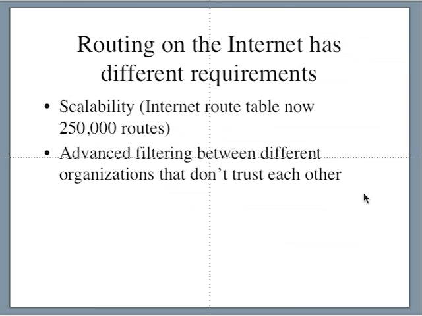In addition, routing on the internet requires advanced filtering between different organizations that don't trust each other. And by don't trust, I don't mean that you believe that they're going to do something evil deliberately, but when you're running the network for an enterprise, you are in charge of the network for that enterprise, and if you connect to another enterprise or an ISP, they don't have your business interests at heart, they have their business interests at heart.